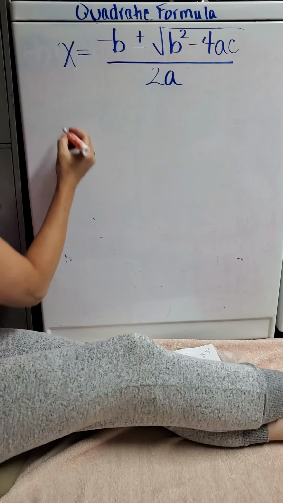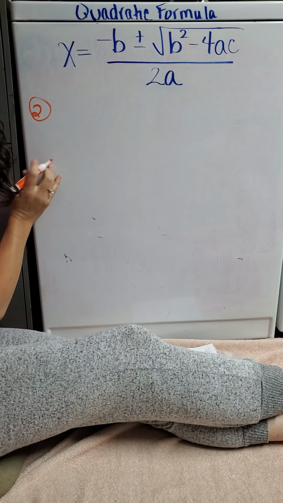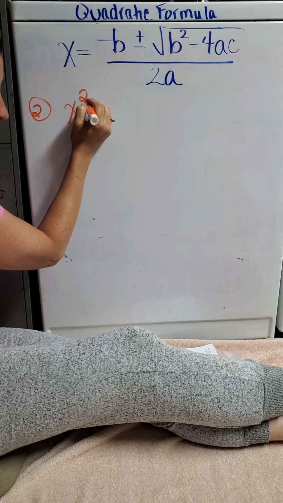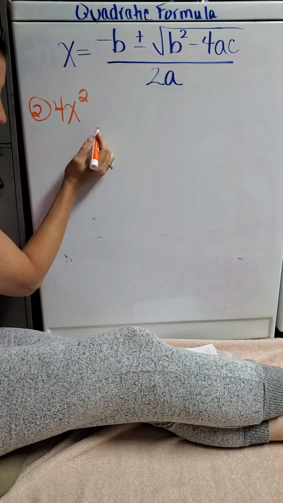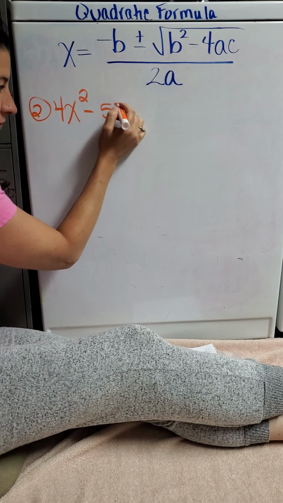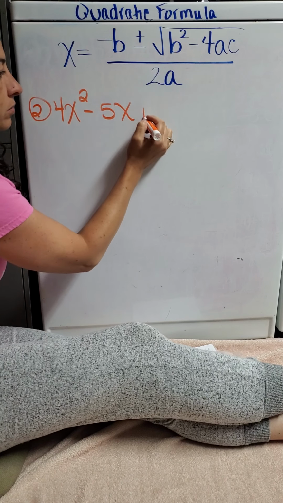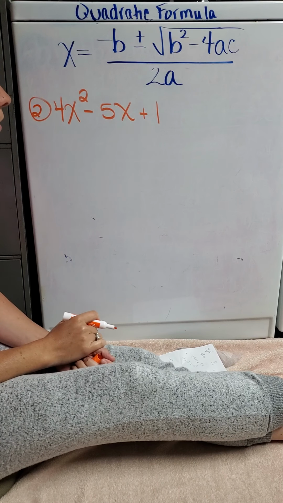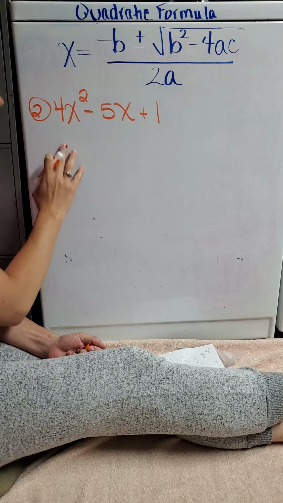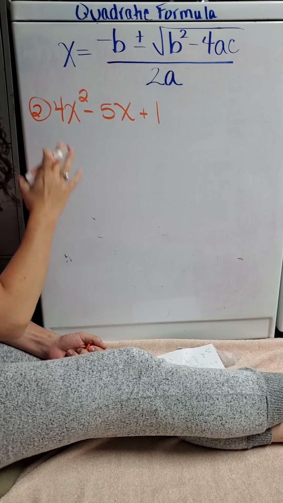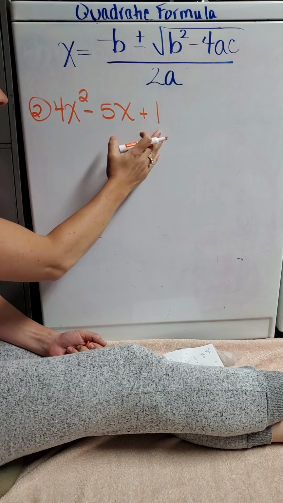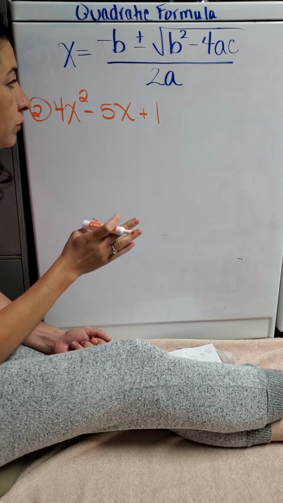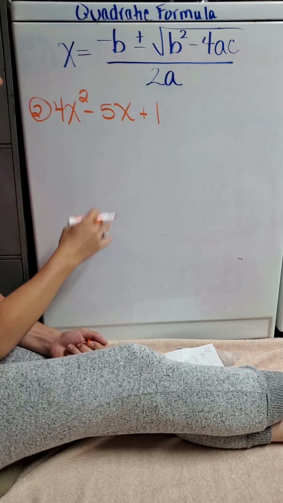So let's say we have something that looks like this. Second example, okay? We have 4x squared minus 5x plus 1. Now, if I factor this, I would have to do that reverse box method thing. It would all get a little bit crazy because you have 4 times 1 that you have to start with. So instead, we're going to find the solutions or the roots or the zeros or the x-intercepts by using our quadratic formula.